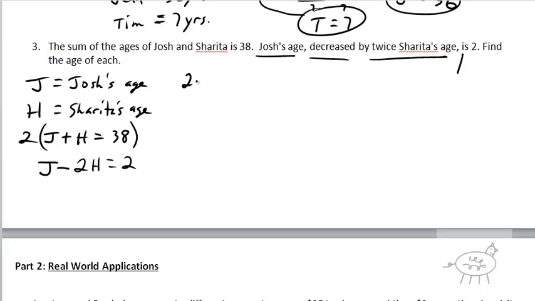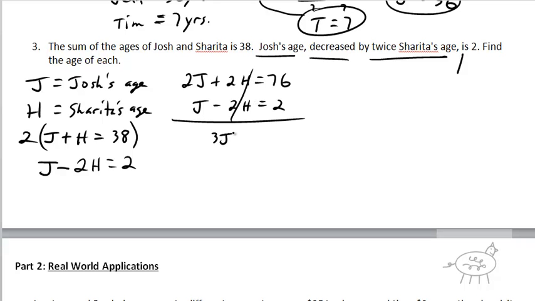So you wind up getting 2J plus 2H equals 76. And then J minus 2H equals 2. The H's cancel and we get 3J is equal to 78. Divide by 3. And again, if you use your calculator, you will get J is 26. Okay, it's not too bad.